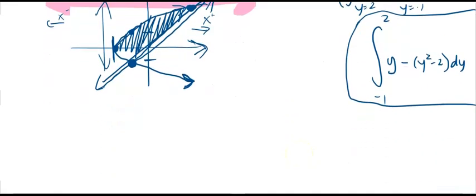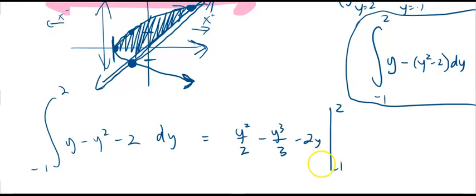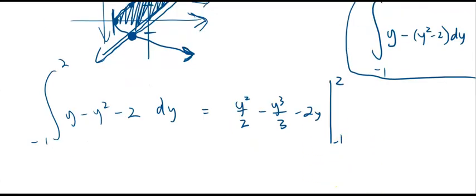So let's see what we get. I want to integrate from -1 to 2, y minus (y squared minus 2) dy, and that should give me y squared over 2 minus y cubed over 3 minus 2y evaluated from -1 to 2. Okay, so what I do next, I plug in 2, I plug in -1, and that's my area. Oh, I just caught a mistake there. If you distribute that, you get plus 2y.